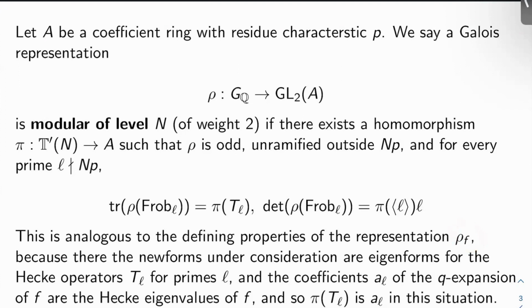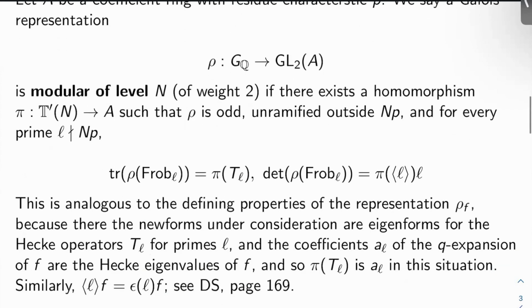What's going on here is this is analogous to the defining properties of the representation rho_F, the representation attached to a newform, also defined last video, because in that theorem, the newforms under consideration were eigenforms for the Hecke operators T_L for primes L, and the coefficients a_L of the q-expansion of F were exactly the Hecke eigenvalues of F, the T_L Hecke eigenvalues of F. And so pi of T_L here is just a_L in that situation. You can replace this by a_L, and then you get exactly one of the defining properties of the Galois representation attached to a newform F in the previous video.